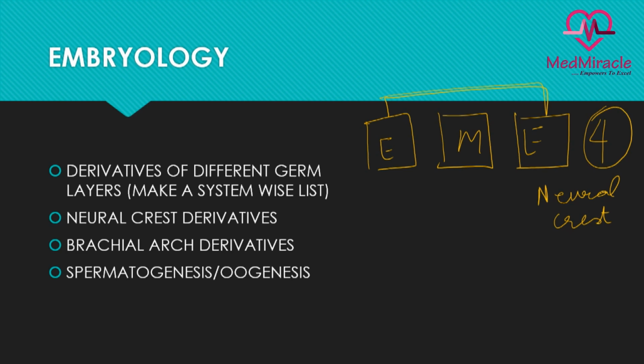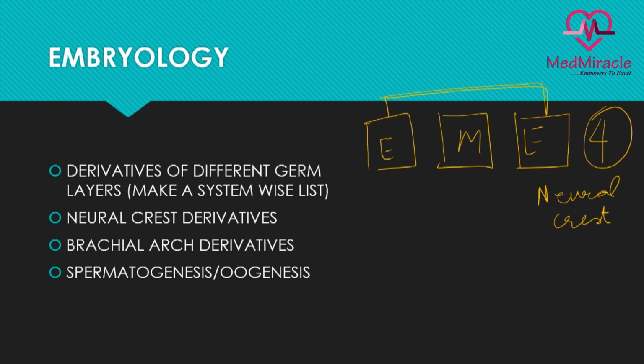Then we have the branchial arch derivatives, which is very important. It will come in the form of a figure, it will come in the form of a theoretical question, and the spermatogenesis and oogenesis procedure, the whole pathway, is very important. You should know at what level and at what structure, how many chromosomes are there, how much time it takes, when that kind of division occurs. Is it before the birth, after the birth, that stage occurs. So these questions are very commonly asked and are very important.